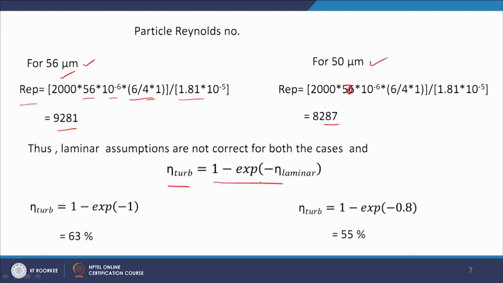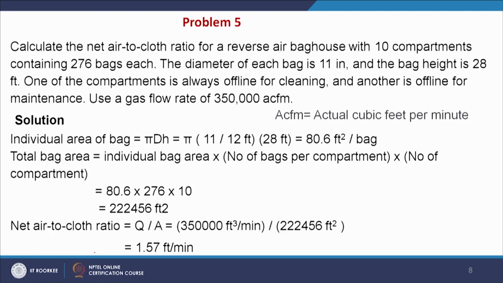We will put these values in. For the first case, the 56 micrometer particle size, we have 100% efficiency, so eta turbulence is equal to 1 minus exponential minus 1, which is equal to 63%. In the second case, for the 50 micrometer particle the efficiency was 80%, so the efficiency under turbulence is 1 minus exponential minus 0.8, and here we are getting 55%. So the actual efficiency will be 55% for the 50 micrometer particle, and for 56 it will be 63%. Now, we are able to solve the problem.